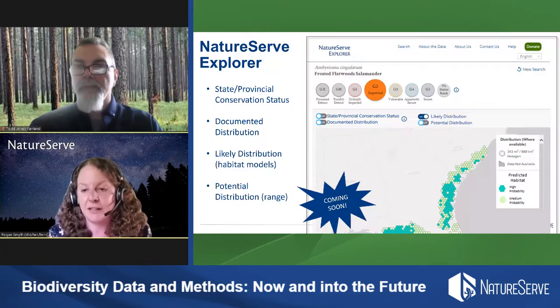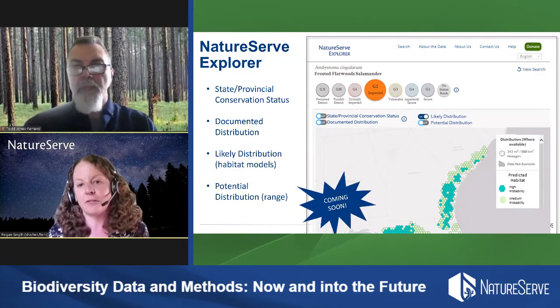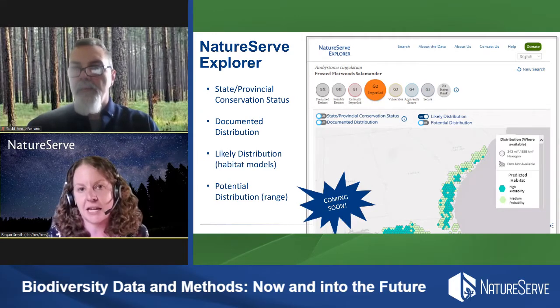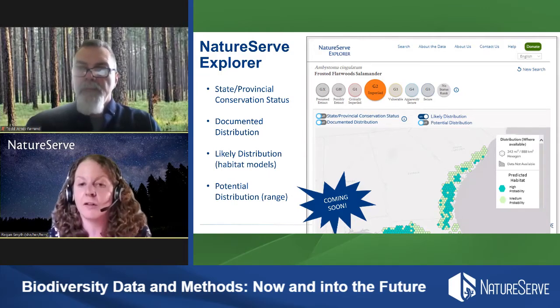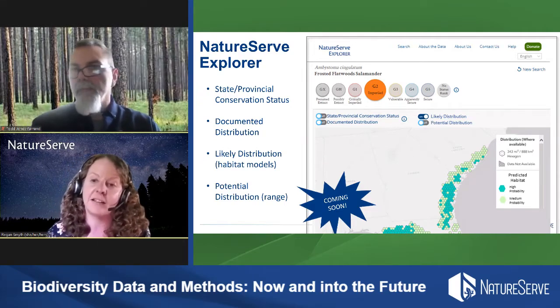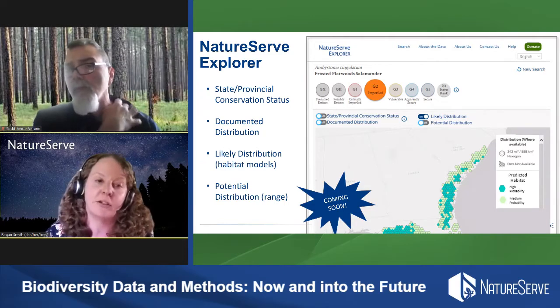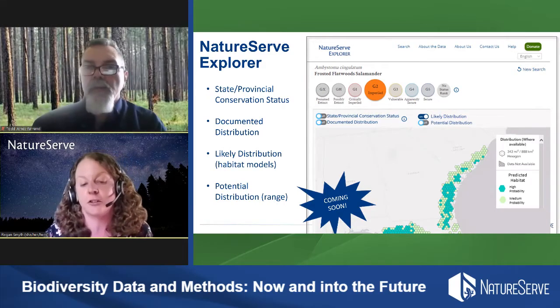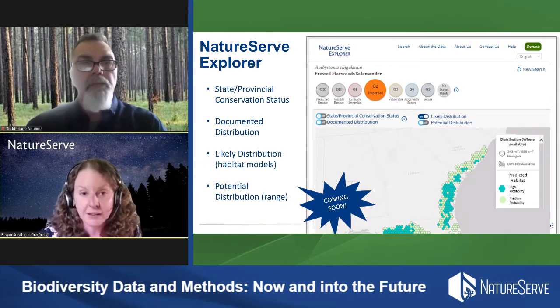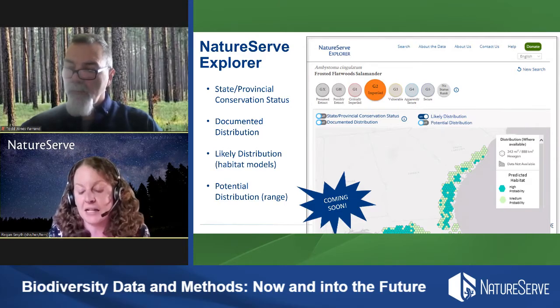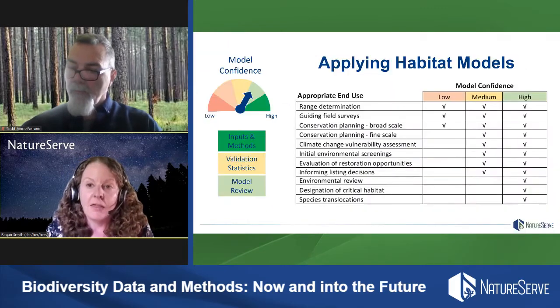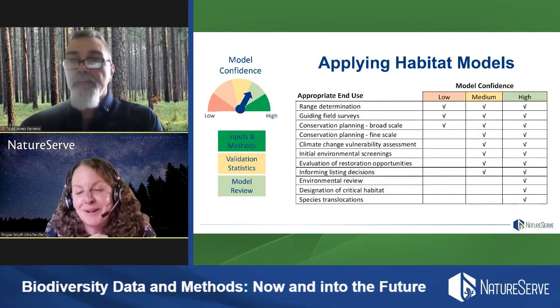And then we're also thinking heavily about how do we then take those different kinds of biodiversity location data and bring them together in standard products. So our vision and what we're working towards soon is a NatureServe Explorer that would show not just conservation status and documented distribution, but the likely distribution of species based on habitat models or potential distribution based on range. Lori Scott's going to give a presentation later today about plans for NatureServe Explorer Pro and what this expanded spatial data model would look like in that context. I'm very excited about where we're going with all of this.